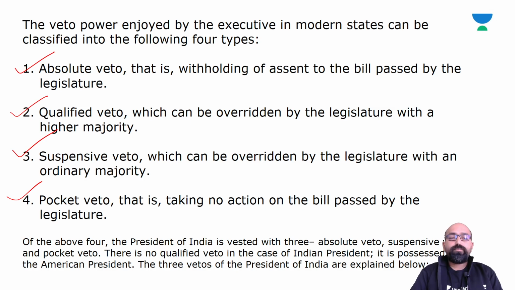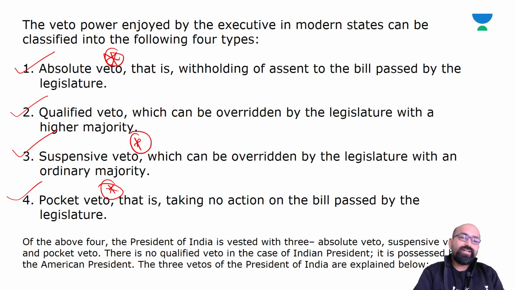Of the above four, the President of India is vested with three: absolute veto, suspensive veto, and pocket veto. There is no qualified veto in the case of the Indian President. It is possessed by the American President. The veto power enjoyed by the executive of the modern state is of four types, but in the case of the Indian president, there are three veto powers with him.